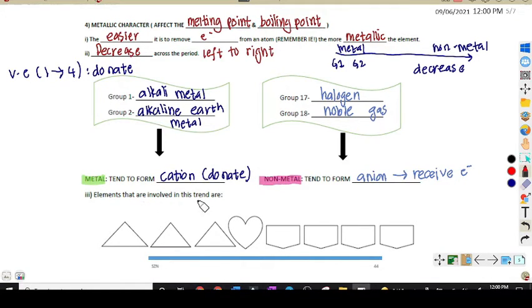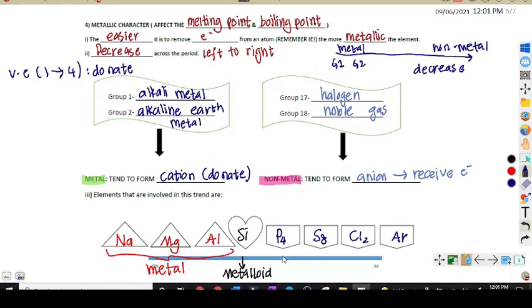The elements that are involved in this trend are sodium, magnesium, and aluminium, which exist as metals. Silicon is the metalloid. Remember that I said a metalloid is a mixture of metal and non-metal. And for non-metals, we have phosphorus, P4, sulfur, S8, chlorine written as Cl2, and the last one will be argon.